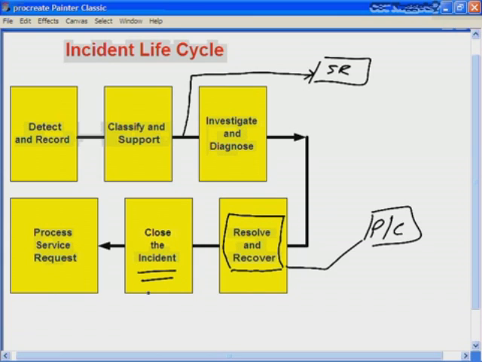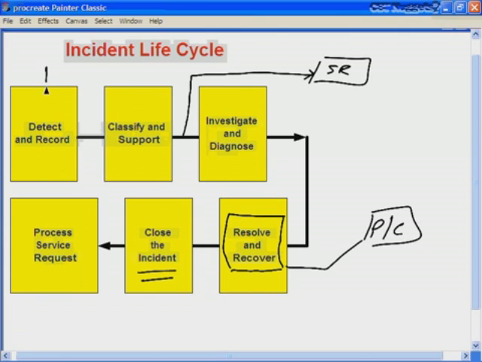Once that's put in place, then we've got closure. Everybody wants closure, in a relationship, in life, and of course in incident life cycles. The users are asked if they're satisfied with the solution, and then you close the incident. There may be some follow-up, maybe through a survey or a questionnaire to help improve this process.